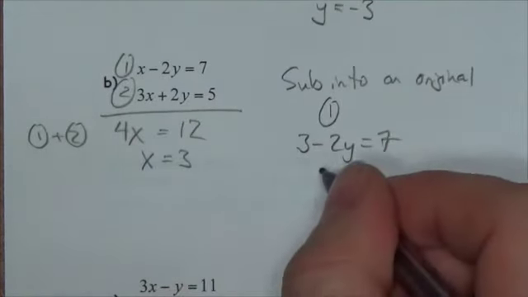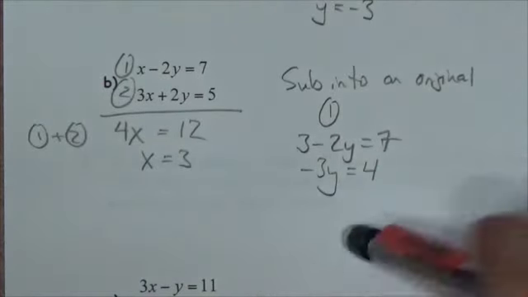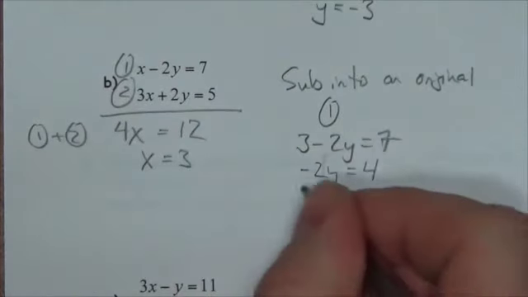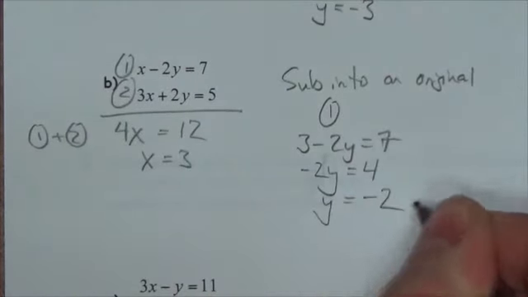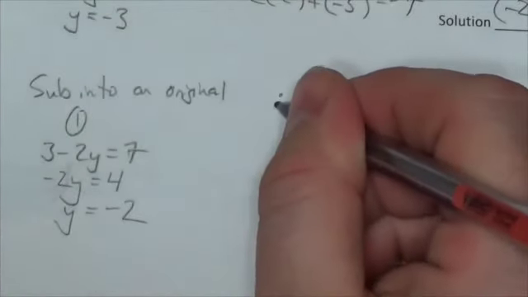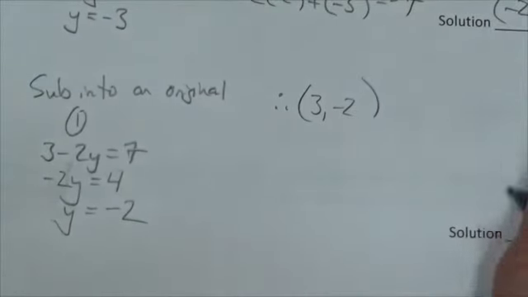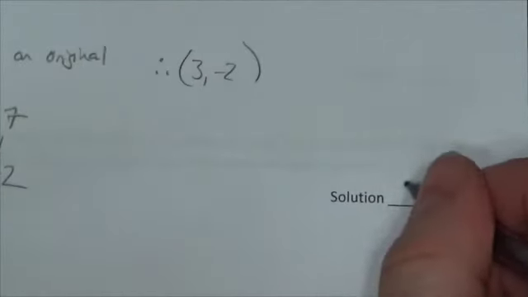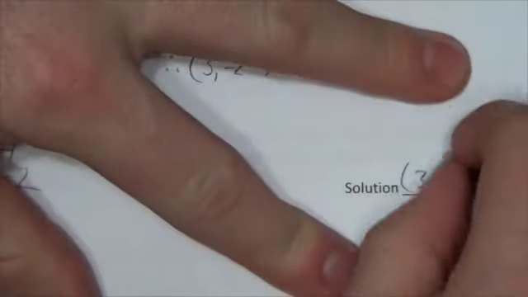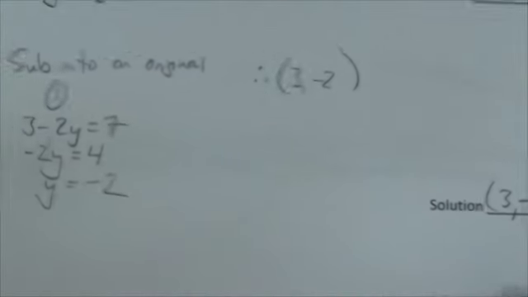I'll bring the 3 over. So 7 minus 3 will be 4. Sorry, it's negative 2y. And when you divide by negative 2, you get negative 2. Which means, therefore, my solution is the point (3, negative 2). And I'll put that over here in my little solution box. Now, but I gotta check it.